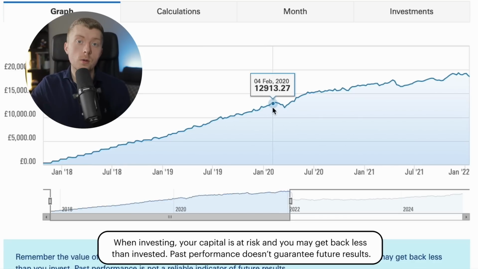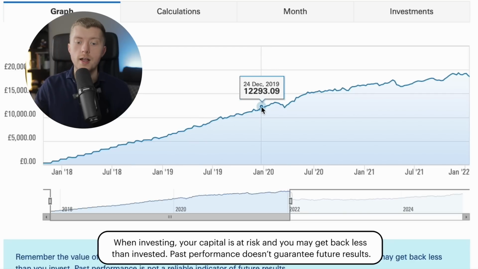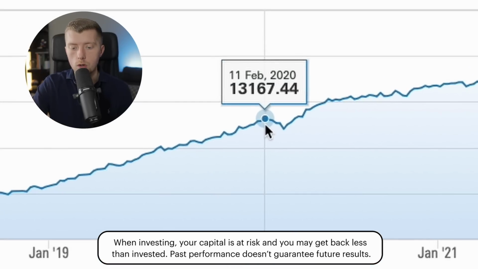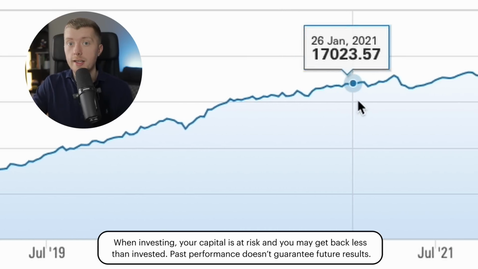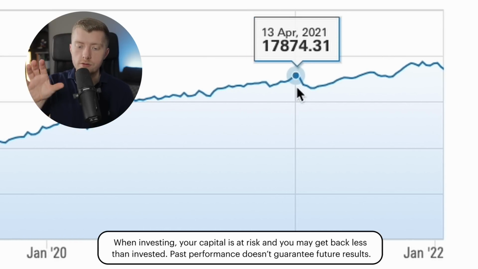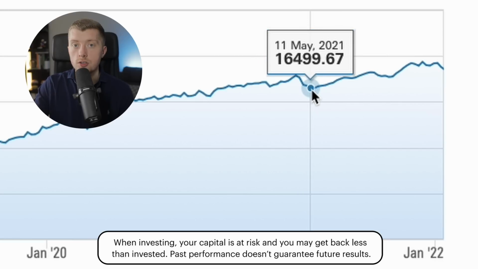But within this chart, there were also some big dips within the value of the portfolio during that period of time. If we zoom in to Q1 2020, you can see my portfolio dropped in value from 13,100 to just £12,000. That's over £1,000 in value that the portfolio lost just in the space of a week. Fast forward again to 2021, where I went from 17,800 to just 16,500 in the space of just a few weeks. Another dip in portfolio value to the tune of about 1,300 quid.